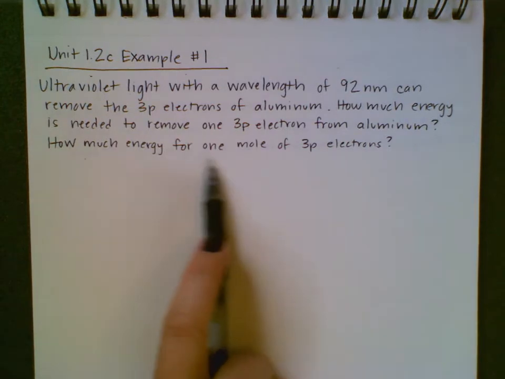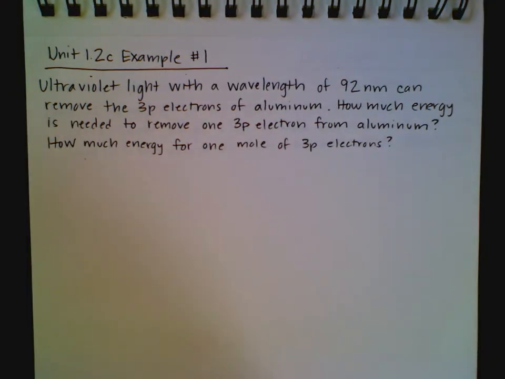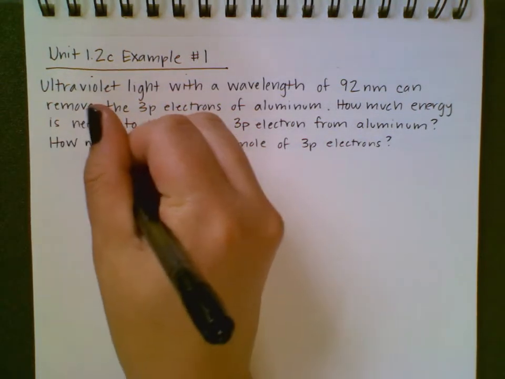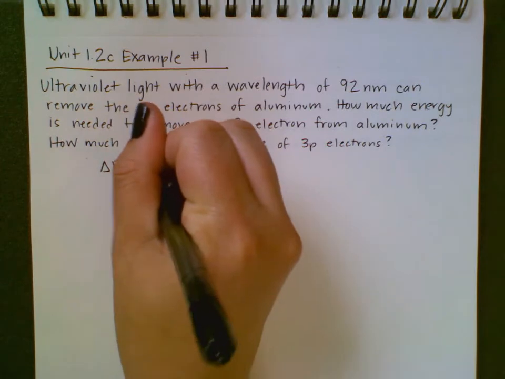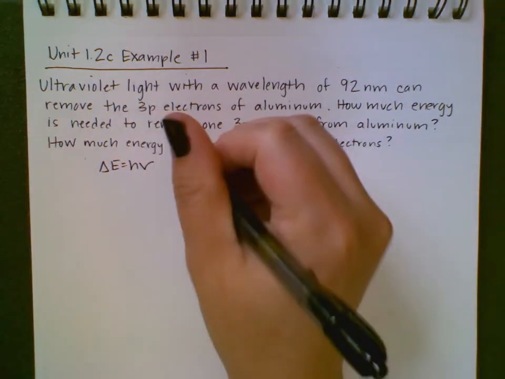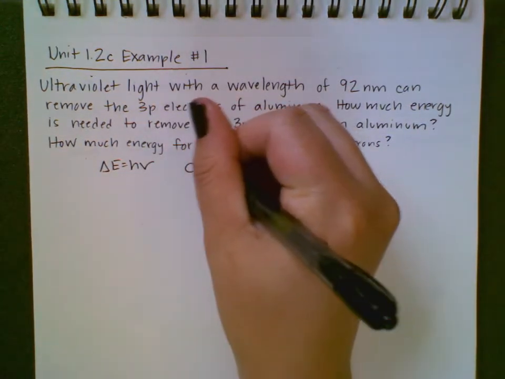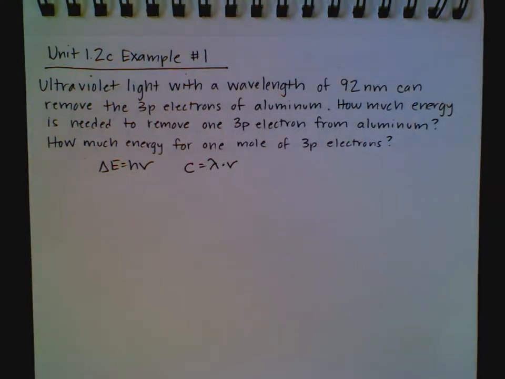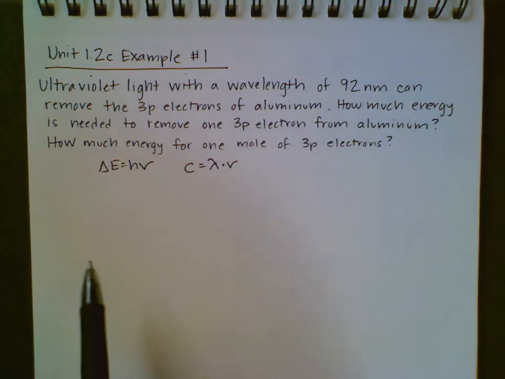How much energy for 1 mole of 3p electrons? So with any of these problems, we're talking about nanometers or wavelengths or things like that. There are really kind of two equations that we can work with depending on what we're up to. There is the energy equation, E equals h nu, and there is the speed of light equation, c equals wavelength times frequency. Depending on the type of problem that you are doing, you're going to use one or both of these, and it kind of depends on the context of the problem.